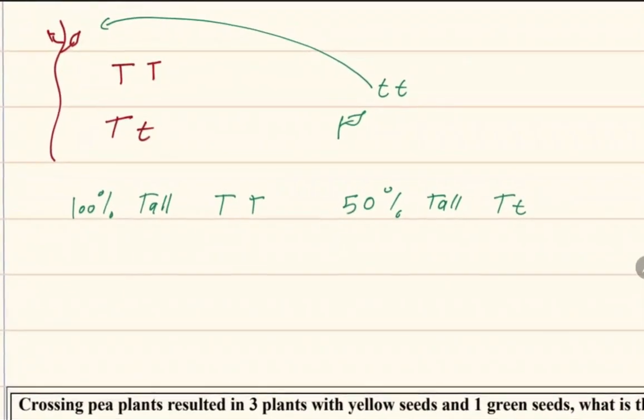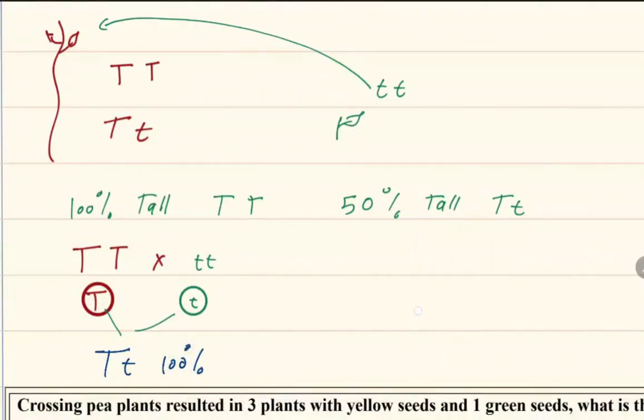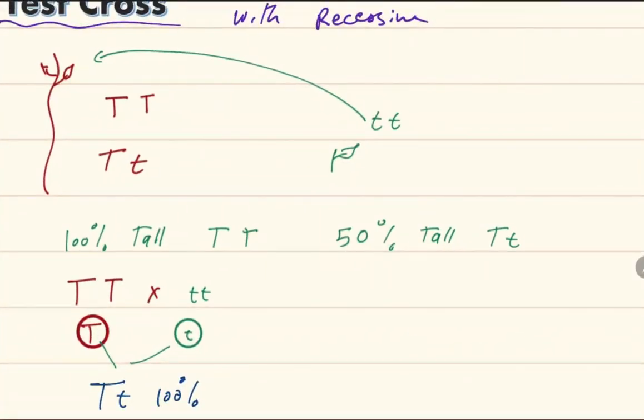How is that? If the plant is tall, that's going to be T capital, T capital, and it is pure. I cross it with the recessive, which is T small. The gamete here is 1, T capital, and the gamete here is 1, T small. If I cross them, that is going to be T capital, T small. So 100% tall.